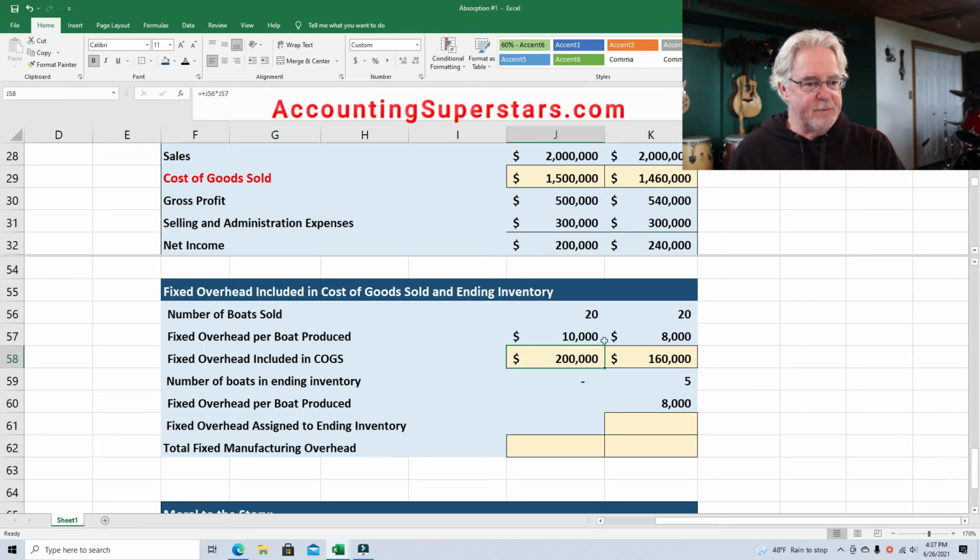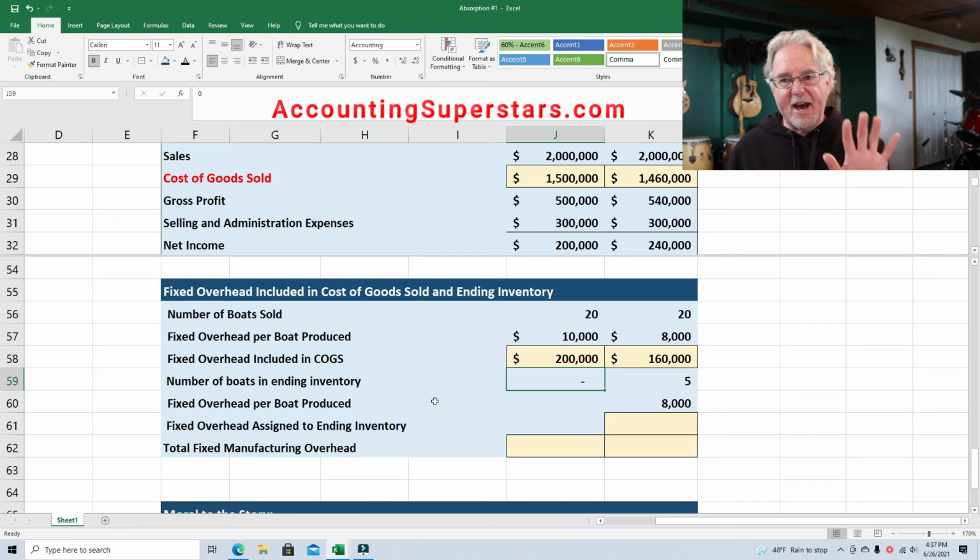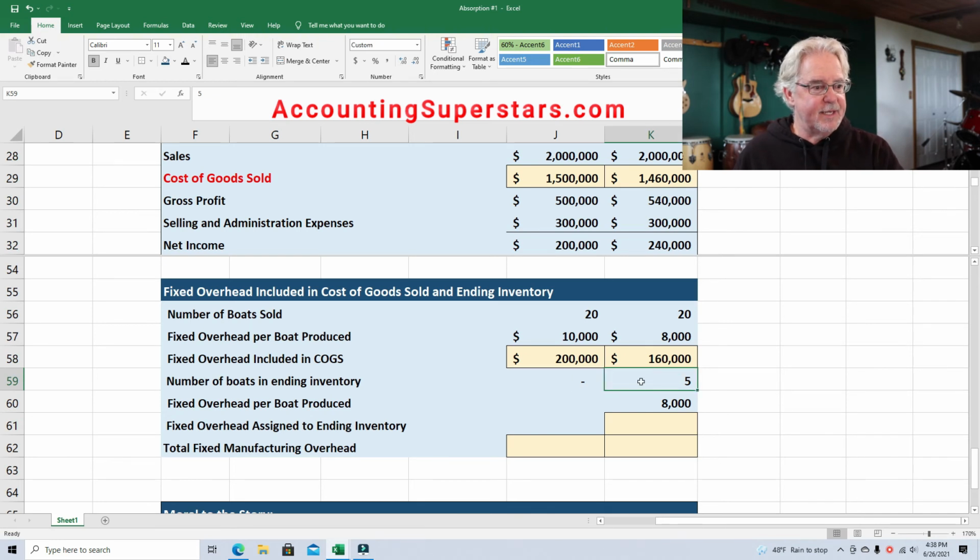So coming back down to this bottom chart, let's figure out the rest of it here. So number of boats in ending inventory. Well, during the first year, there was no ending inventory. They produced 20 boats and they sold 20 boats. There was no ending inventory. But in the second year, they produced 25 boats but sold 20 boats. So they had 5 boats in ending inventory.